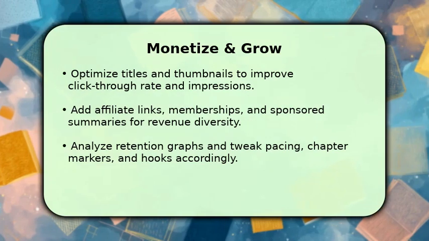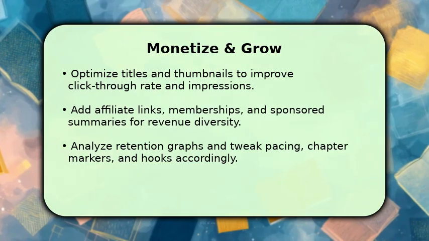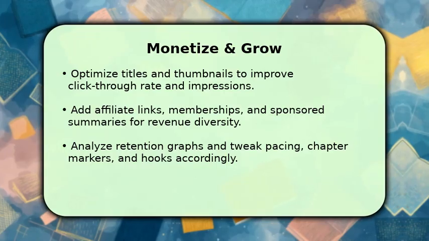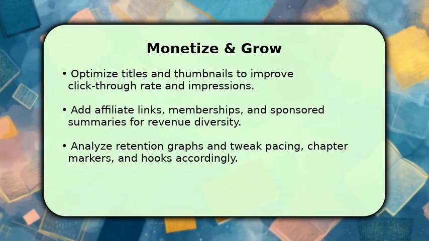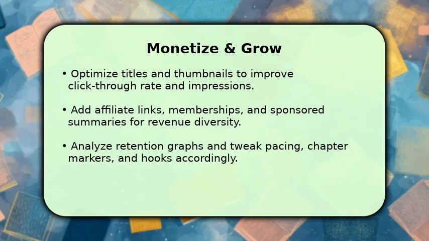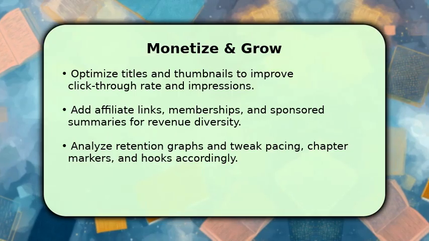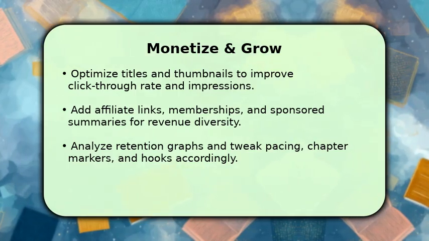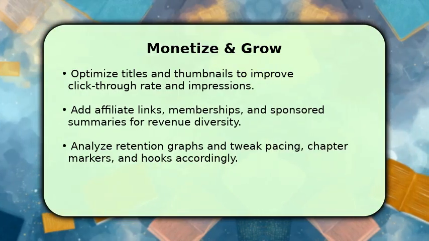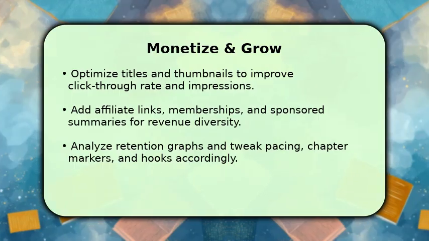In this video, I will help you learn how to make a book summary YouTube channel with AI, updated. Focus on SEO-friendly titles and thumbnails to attract clicks, then use chapters to keep viewers engaged. Diversify income with affiliate links, memberships, and sponsored summaries while following fair use. Monitor analytics to improve hooks and pacing, and reinvest earnings into better audio or visuals. Consistency plus iterative improvement drives sustainable channel growth over time.